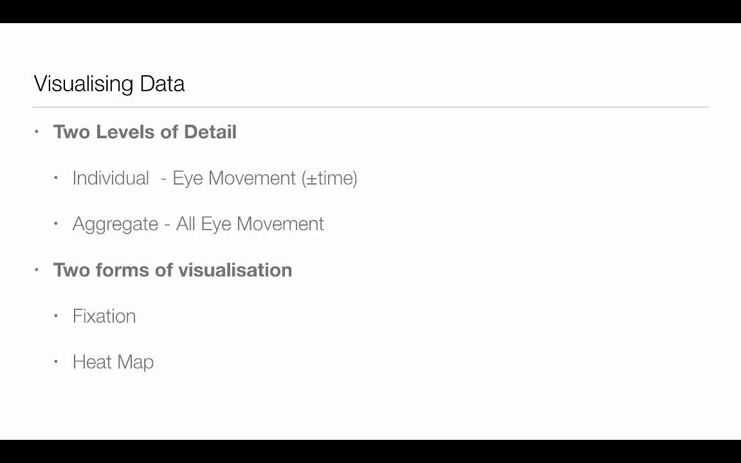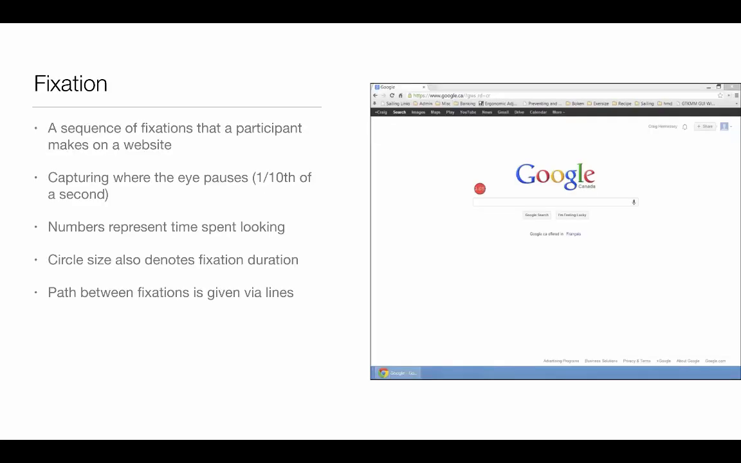So when you're visualizing data, there are two levels of detail you can think about. There's the individual level, so there's the eye movement you've got, so how much time there. You've got aggregated eye movement, so total. You have the amount of fixation, so how long you stared at one area. And then you've got a heat map, which is that wonderful rainbow colour, where the dark colours show lots of attention and the light colours show little attention.